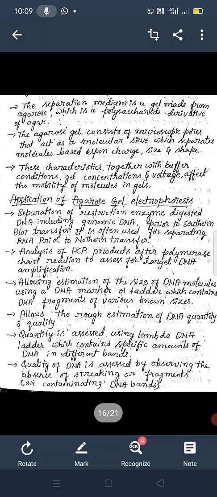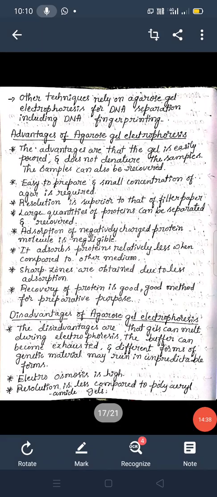And by using agarose gel electrophoresis, quantity is assessed using a lambda DNA ladder, which contains specific amounts of DNA in different bands. It is used to estimate the quality of DNA, which is assessed by observing the absence of streaking or fragments or contaminating DNA bands. And this technique is also used for DNA separation in DNA fingerprinting.